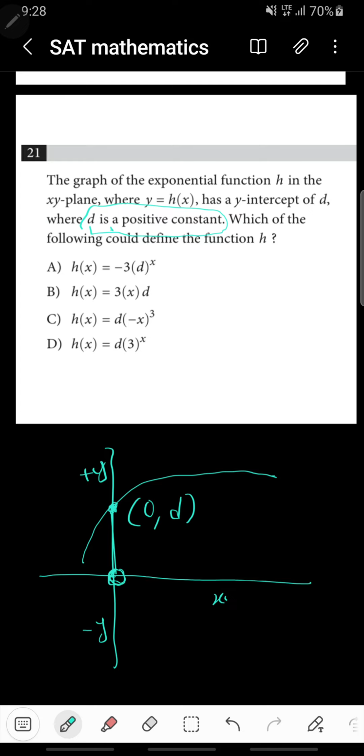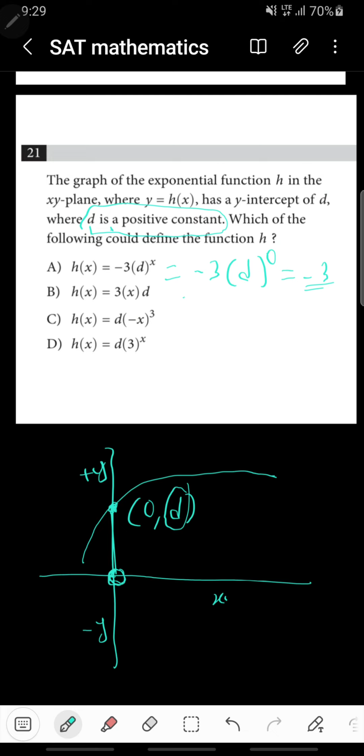0. So this question is very easy. Just look at the options and put where your x is 0. Which one is going to give you d when you put 0 in it? Now if I look at this first one, if I put minus 3 times d all to the power of 0, anything raised to 0 is 1, and it's giving me minus 3, and this is not d itself. This is not d, and it's even negative, so that is not the correct one.